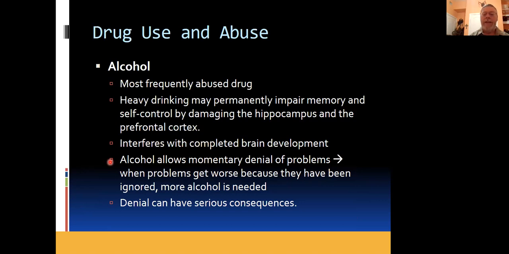Also with adolescents, denial that their alcohol use is a problem is pretty common. And so they may think, I'm okay, I don't drink as much as somebody else, or everybody else is doing this or that amongst the friends that they associate with. They may not even be aware that they have a significant problem in some cases.